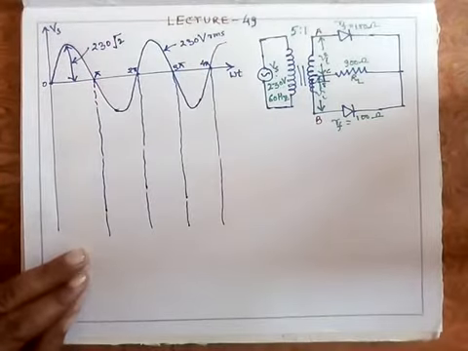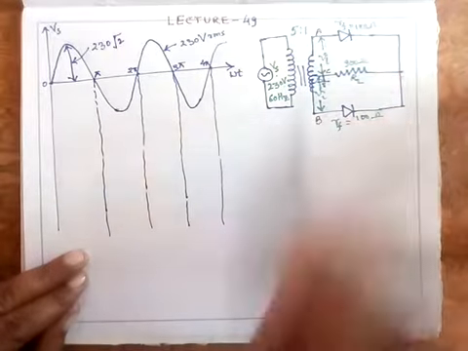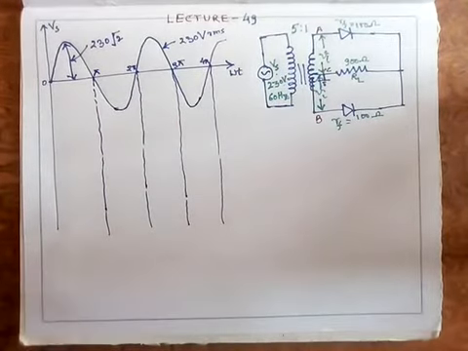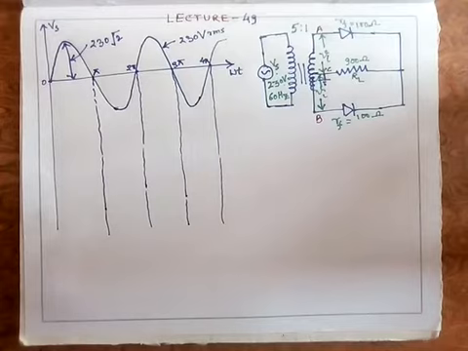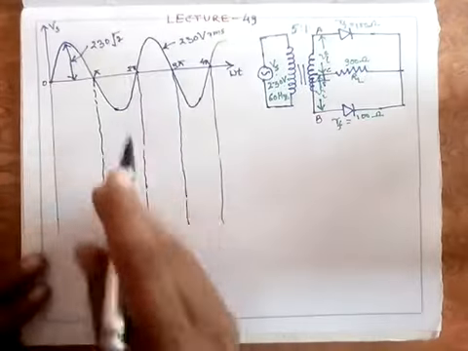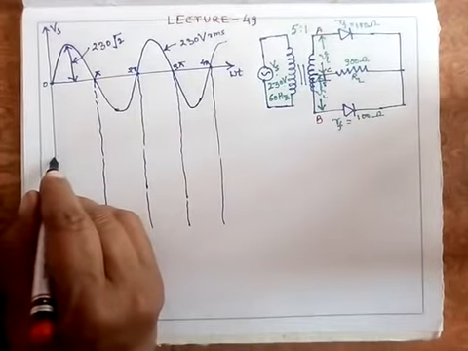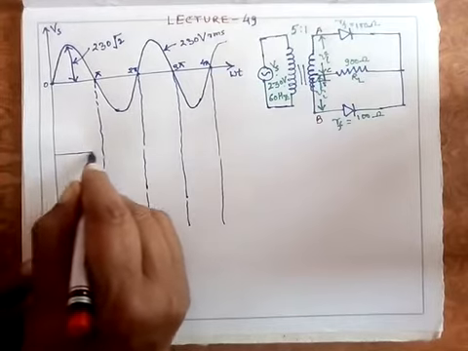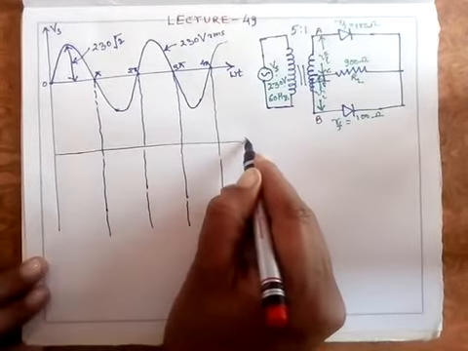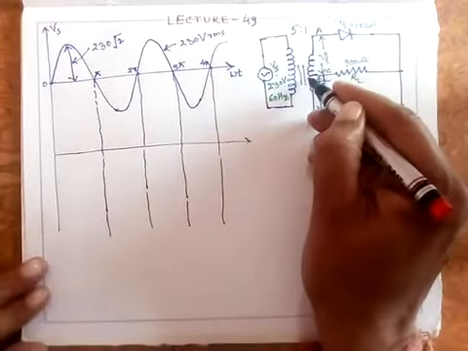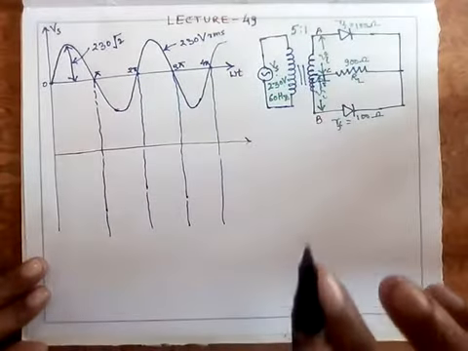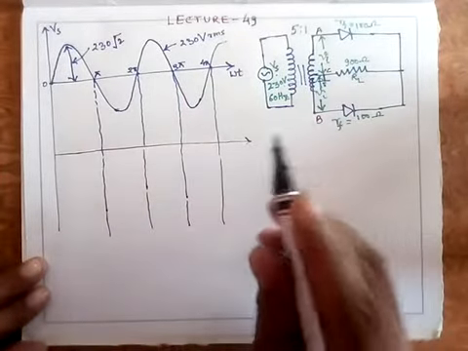230 root 2. Now I am interested in this VI actually. What is the input voltage? So let's draw the input voltage first. Of course this input voltage will be a sinusoidal one. The function of this transformer is to simply step down this. The frequency and time period will remain the same.